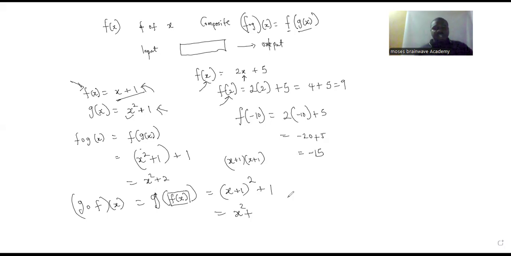So if you do this correctly, you're going to get plus 2x, then plus 1, plus 1. Then we're going to get x squared plus 2x plus 2. Isn't that cool? It's fantastic. So that is how you evaluate composite functions, right? So let me see if we can get more examples on composite functions so that we can deal with it and you have nothing to worry about.